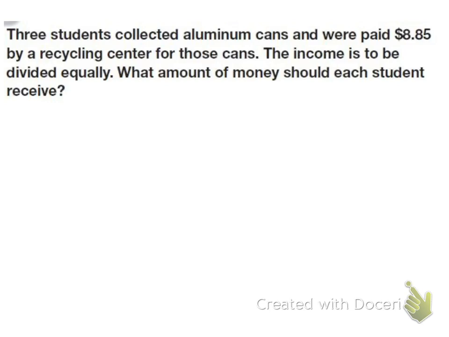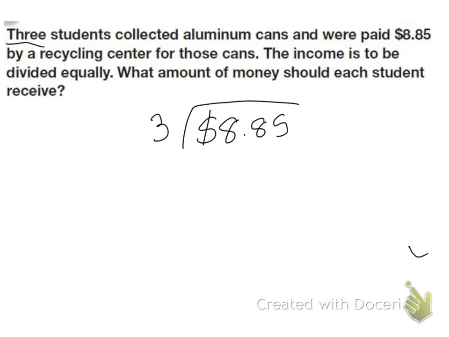Okay. All right, you can also do this with money. So 3 students collected aluminum cans and were paid $8.85 by a recycling center for those cans. The income is to be divided equally. What amount of money should each student get? Okay, so my total is the $8.85, and I need to divide it among the 3 students.